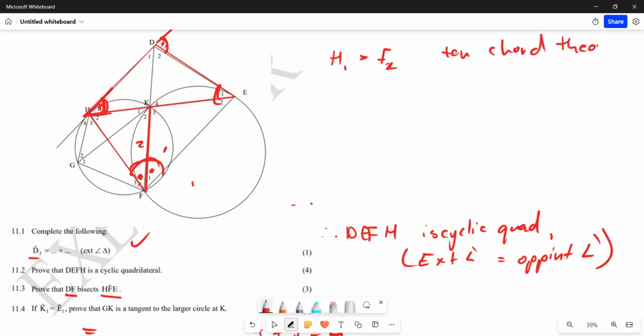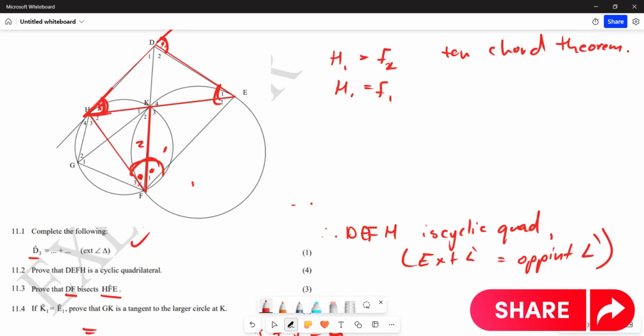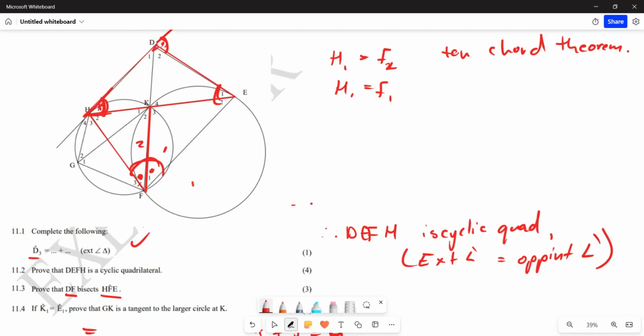Now, what else are you going to do from here? You are going to say, if I can also look at my angle H1, my angle H1 is equal to my angle F1. Now, why am I saying that? My angle H1 is equal to my F1. These are going to be subtended by the same segment, which is DE, right?